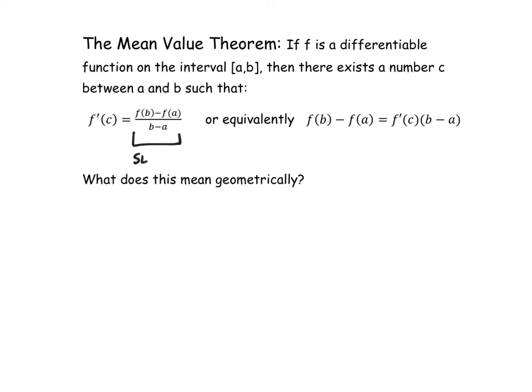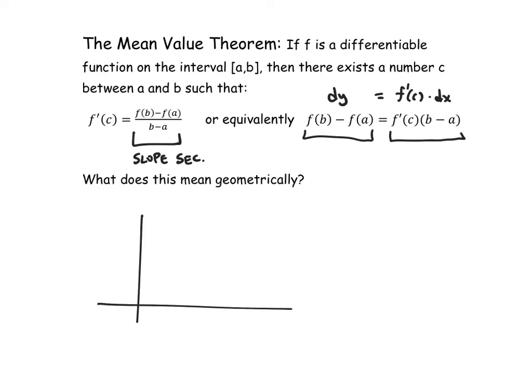This is just the slope of the secant line from a to b. Or equivalently, f of b minus f of a should equal f prime at c times b minus a. So what is this? This is really dy, and this is f prime at c times dx. Okay, all of these are really closely tied in together. Let's look at what that means geometrically.